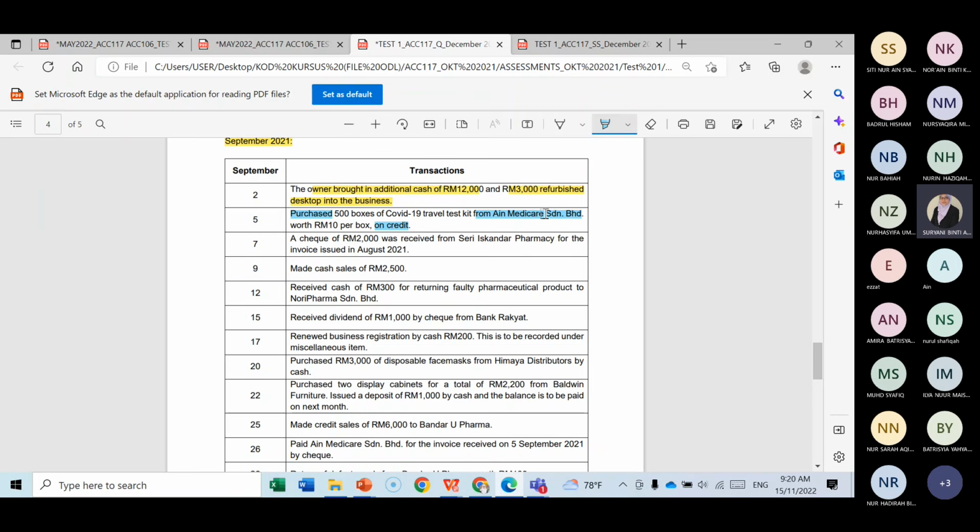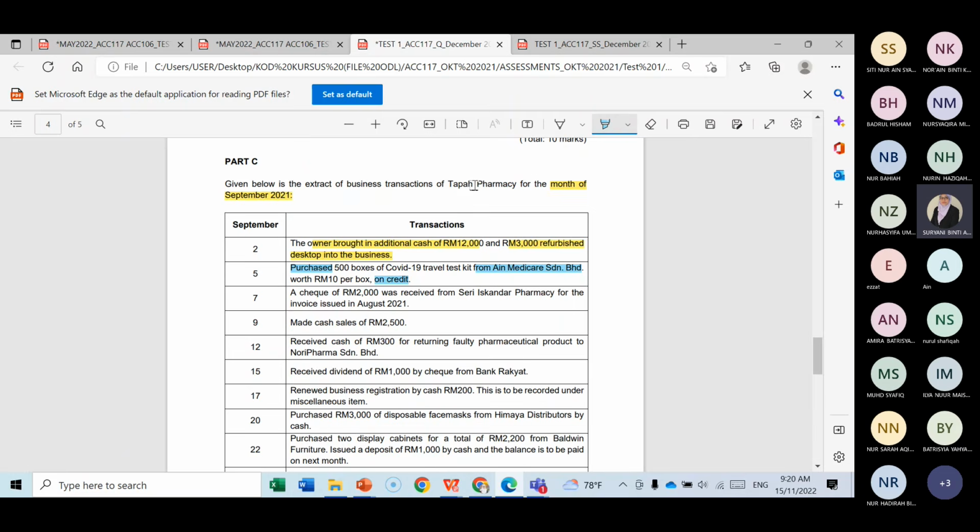Okay, please take note, you are doing pharmacy business. So, of course, one of your products is the medical product. For example, here, COVID-19 travel test kit. So this stock is bought for resale, not to keep by yourself, but you bought it because you want to sell to customers. So you buy from your supplier, Ain Medicare, and you bought this travel test kit by credit.